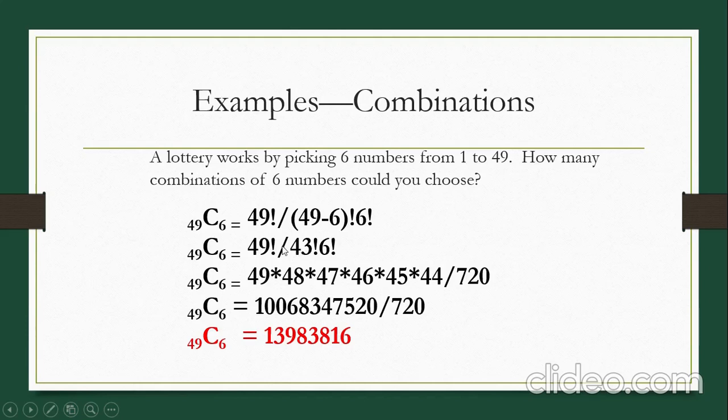So, ibig sabihin, 49 up to 44, yun lang yung i-consider mo because the 43 sa numerator mo down to 1 will be cancelled with the 43 down to 1 of the denominator. So, we will only consider 49, 48, 47, 46, 45, and 44 divided by the 6 factorial, which is equal to 720.